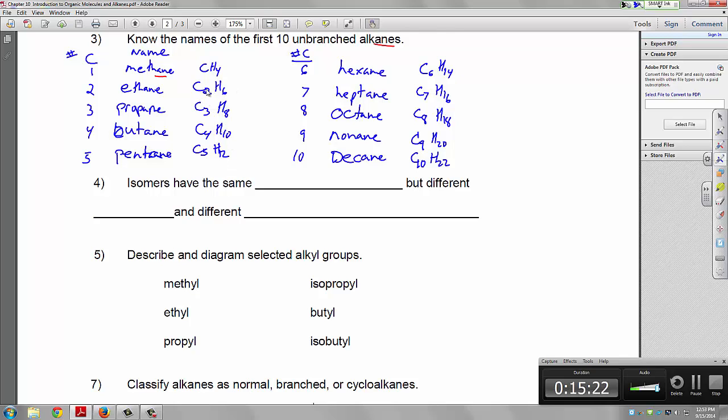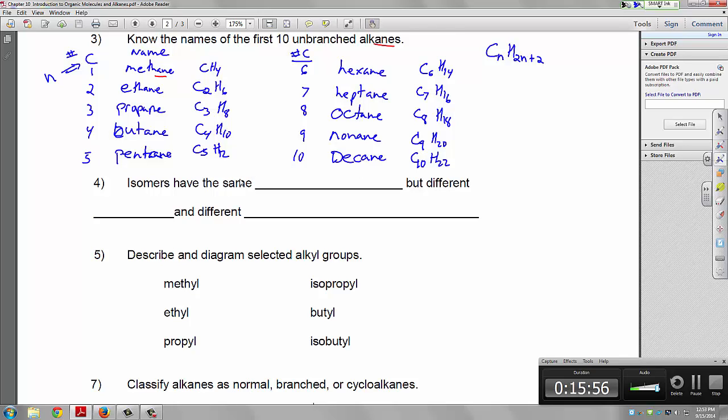So the general formula that we have for an alkane is CnH2n+2, where n is the number of carbons, and the number of hydrogens is 2 times that number plus 2 more. So if we've got 1 carbon, 2 times 1 is 2 plus 2 is 4. If we've got 10 carbons, 2 times 10 is 20, plus 2 more gives you 22.